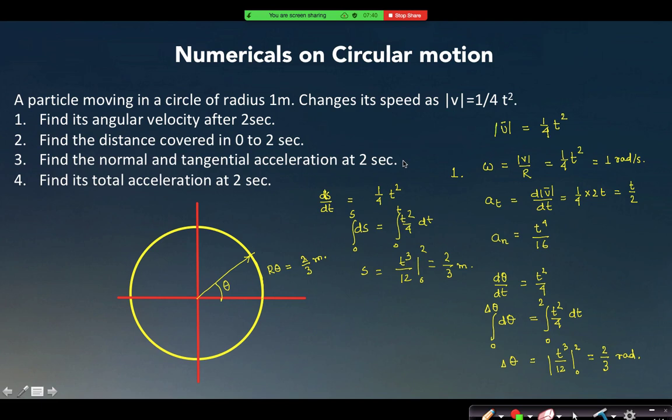We have found the normal and tangential acceleration at t equal to 2 seconds. What is normal acceleration at t equal to 2 seconds? 2 power 4 by 16, that will be 1. And what is tangential acceleration at t equal to 2 seconds? That is also 1. So what is the resultant acceleration at t equal to 2 seconds? Total acceleration at t equal to 2 seconds is root 2 meter per second square.